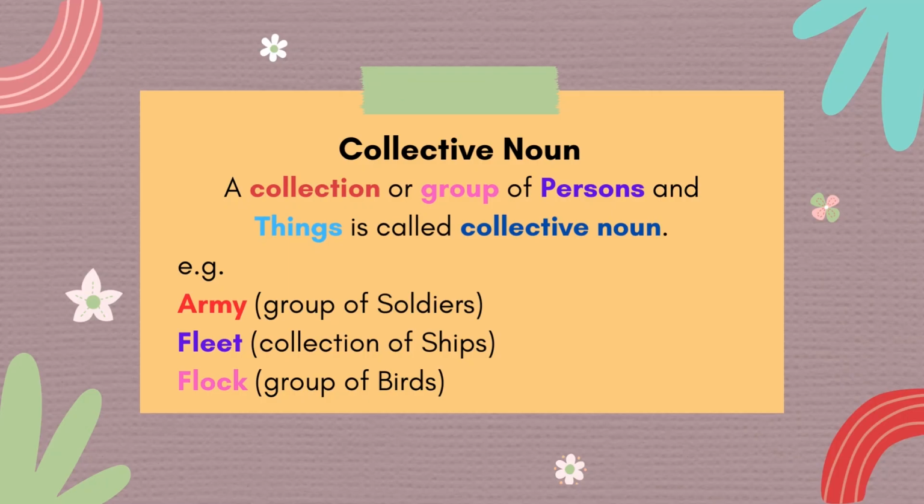Next is collective noun. A collection or group of persons and things is called collective noun. For example, the word army is used for a group of soldiers. The word fleet is used for a collection of ships. The word flock is used for a group of birds. So collective noun is used for a collection of things and persons.